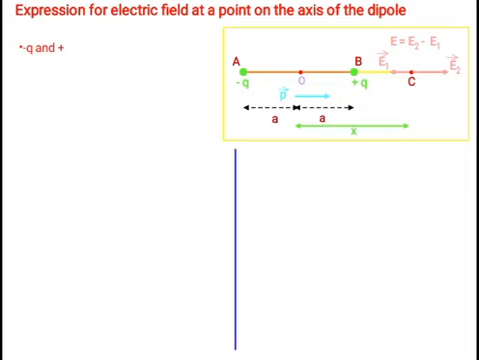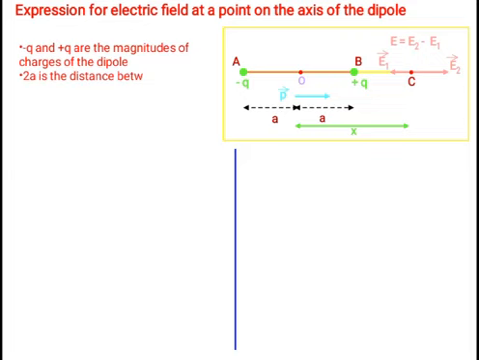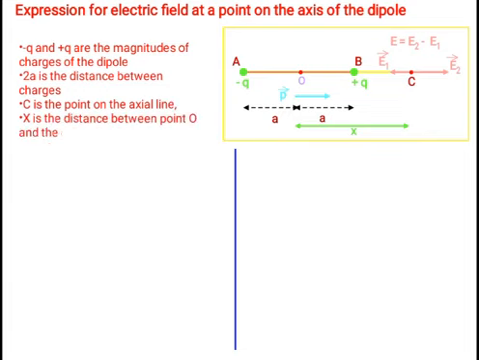Now consider minus q and plus q as the magnitudes of the charges of the dipole. 2a is the distance between the charges of the dipole. C is the point on the axial line. x is the distance between point O and the point C.